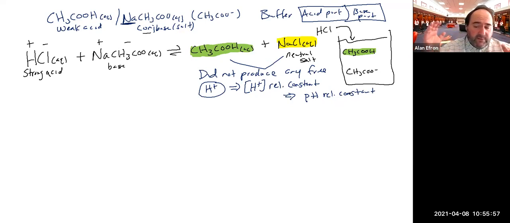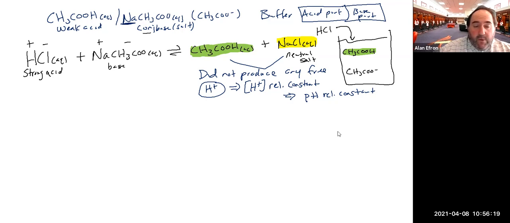And we don't see these really big changes in pH because ultimately we're able to maintain the H plus concentration as being almost constant, and that keeps our pH being almost constant. Question on what happens when we add an acid to this buffer.